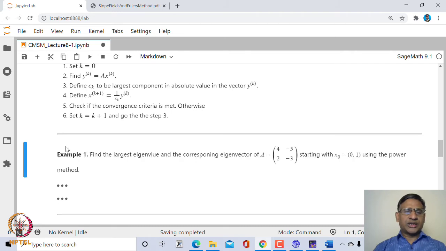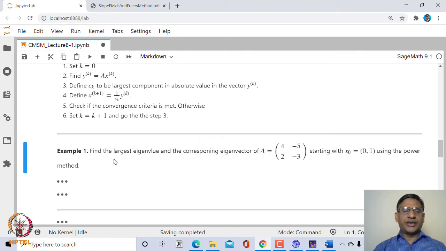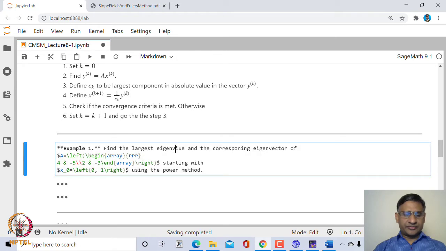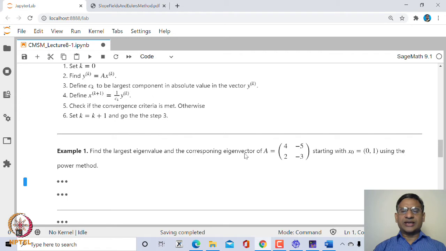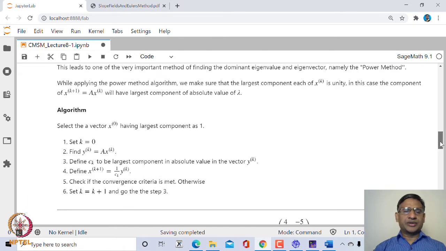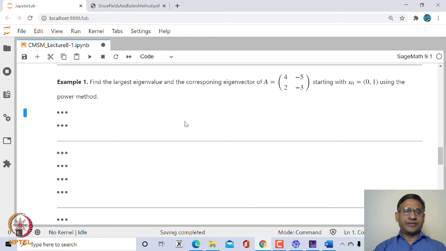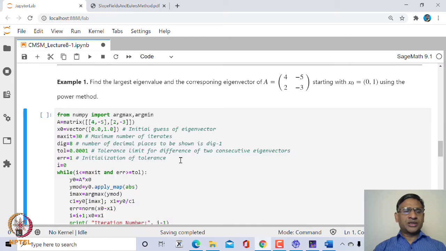Let us look at an example. Suppose we want to find the largest eigenvalue and the corresponding eigenvector of a matrix A, which is [4, -5; 2, -3], starting with, let us say, the initial vector x0 equal to (0, 1), using the power method. This method is called the power method. Why the name power method? Because you are dealing with A to the power k for various values of k, that is how the iterates are defined.